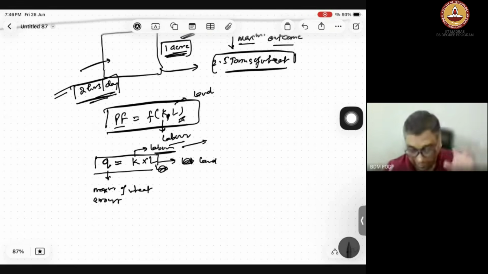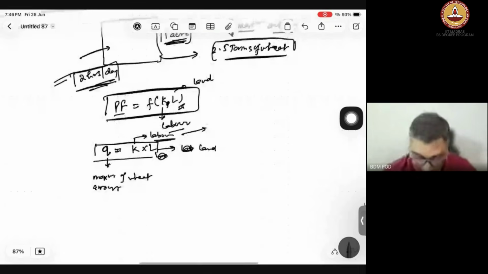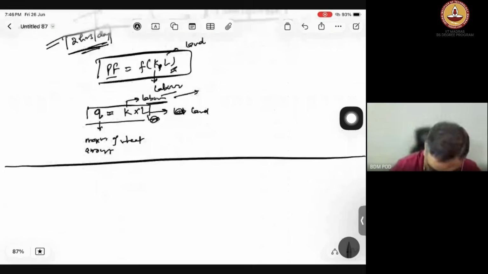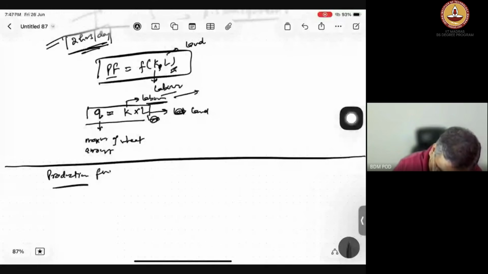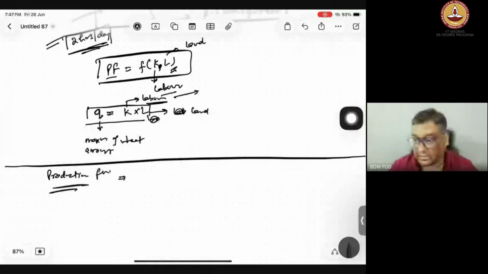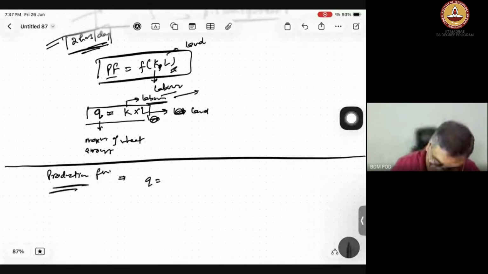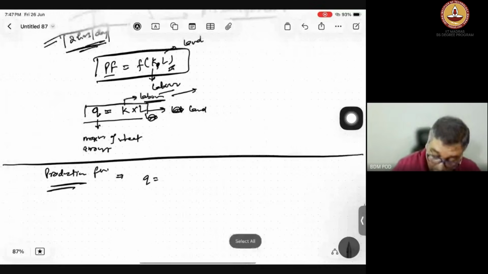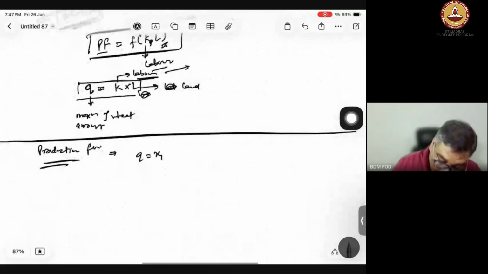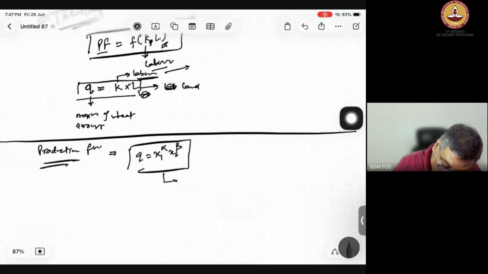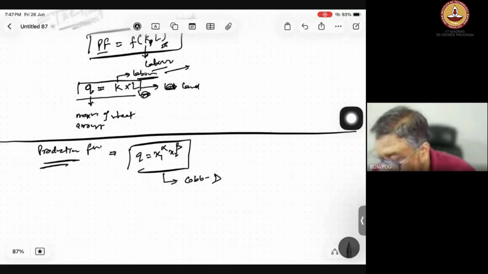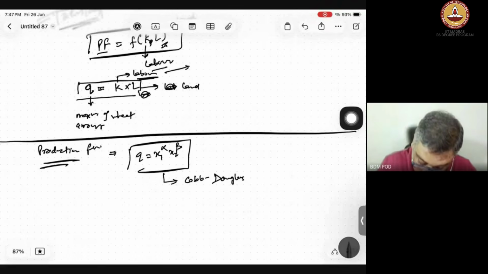Okay, so this production function, if we can generalize this, Q is equal to, where Q is the quantity or the output which you are getting, x1 to the power alpha and x2 to the power beta. So this is a generalized equation which is known as the Cobb-Douglas equation.